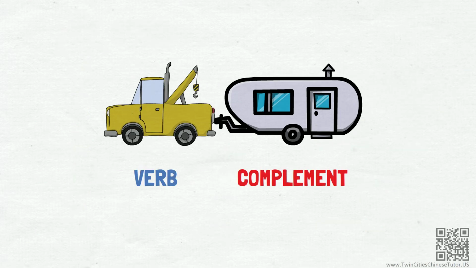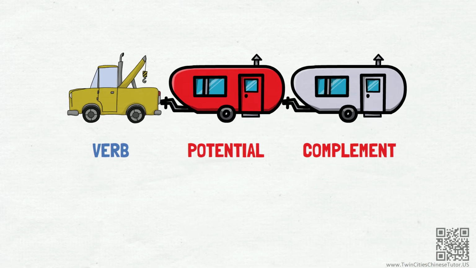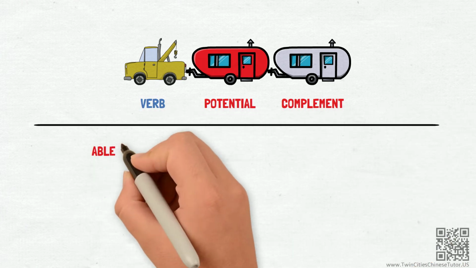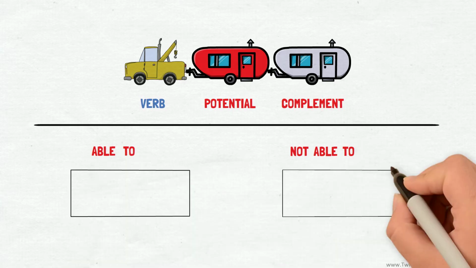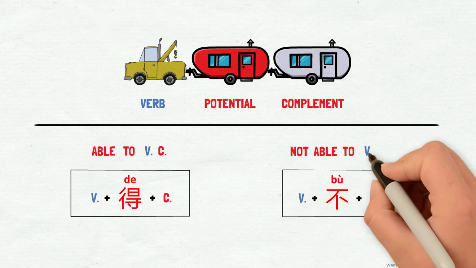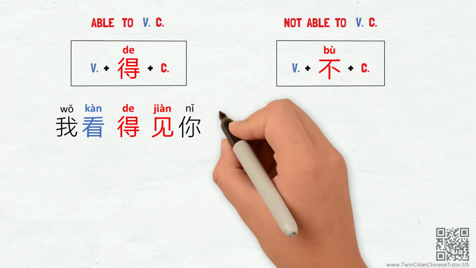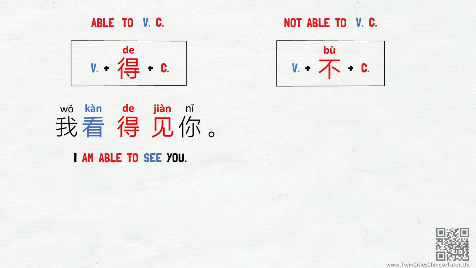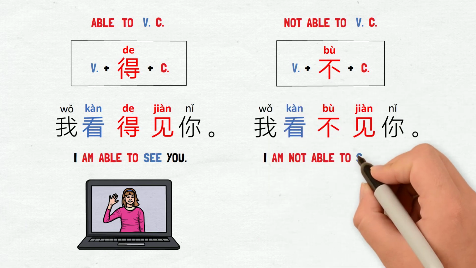Building on the verb complement structure, a useful alteration called potential complements was developed. The term sounds fancy and scary, but all it means is to be able to do something versus not able to do something. The 2 patterns of the day are verb plus "的" plus complement, which means able to verb complement. Verb plus 不 plus complement, which means not able to verb complement. For example, if Mark says, 我看得见你, he means, I'm able to see you. If he says, 我看不见你, he means, I'm not able to see you.